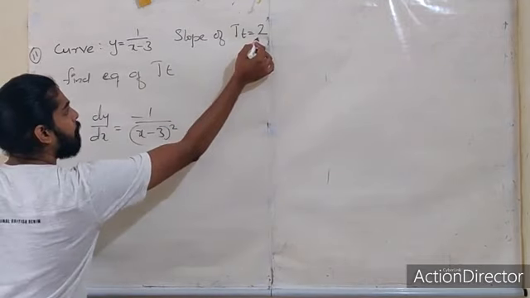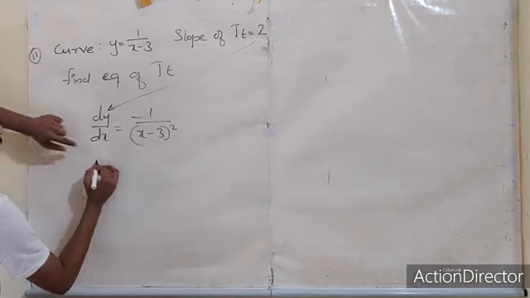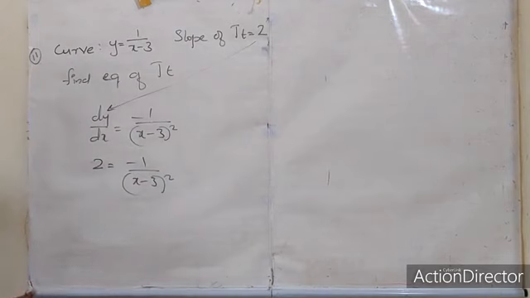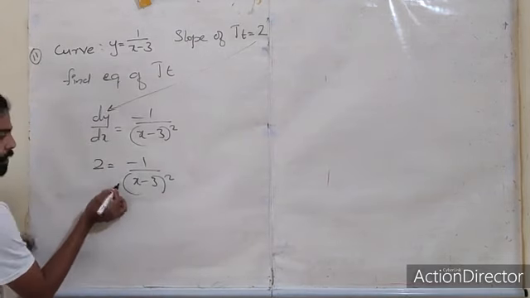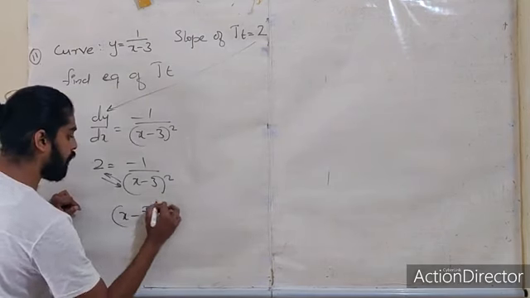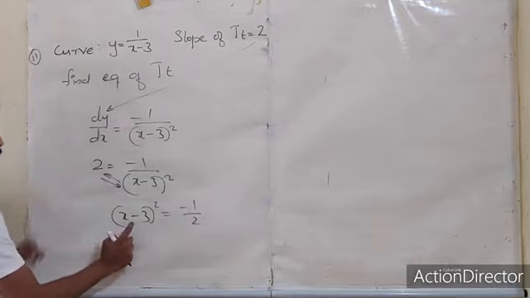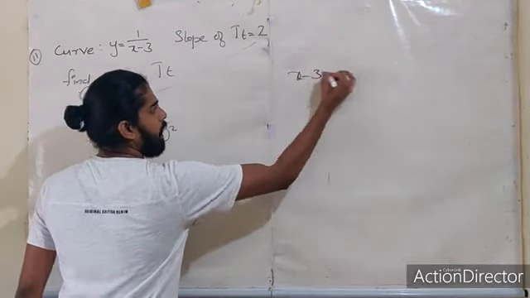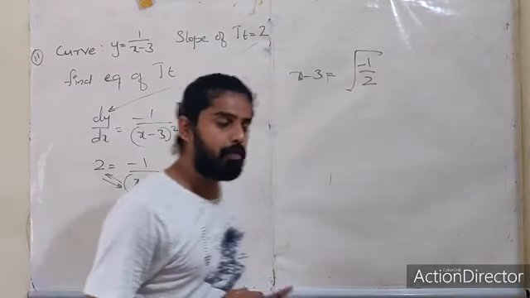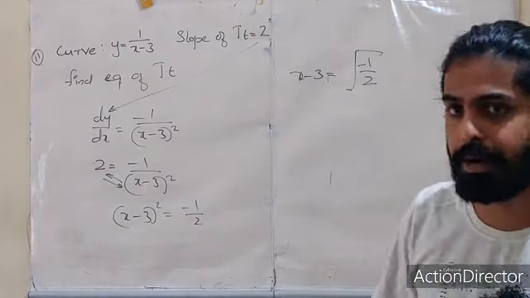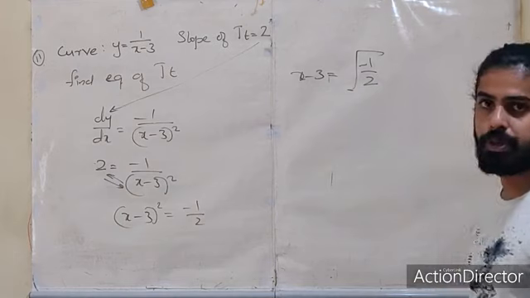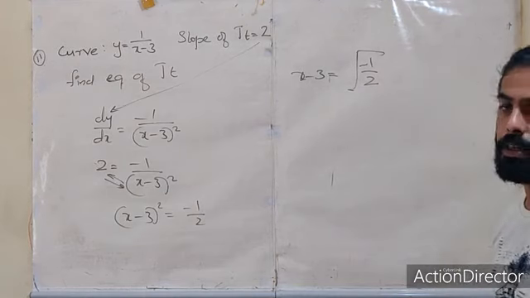So let's substitute the slope of the tangent in place of dy by dx. That means 2 is equal to minus 1 by (x minus 3) whole square. We have to solve this. Taking (x minus 3) whole square here and 2 there, let us swap this. So (x minus 3) whole square is equal to negative 1 by 2. In order to find x, x minus 3 is equal to the square root of negative 1 by 2. Finding the square root of a negative number is not possible in real numbers, so there are no real solutions.